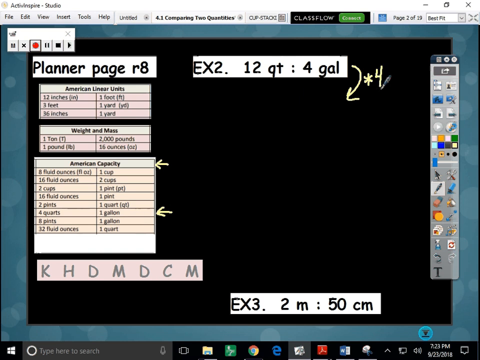I like to start with the larger unit and break it down, because every time I do, you are going to create more smaller units. That means I'm always going to multiply. More and multiply. You're going to get more smaller units. What then is 4 times 4? Oh, 16. And we have just converted this into quarts. So I'll label it with a QT. And on the other side of my ratio, my first term gets to stay the same.